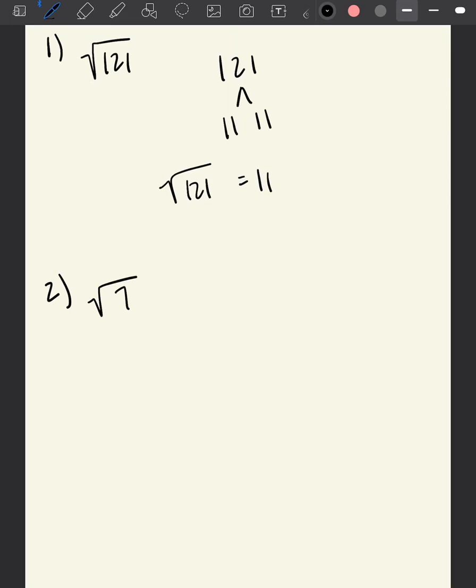And now we have the square root of 7. And we know that 7 is prime. So this means it doesn't have any factors. So the square root of 7 is actually already in its simplest form.